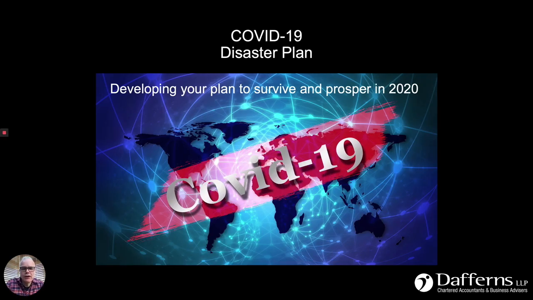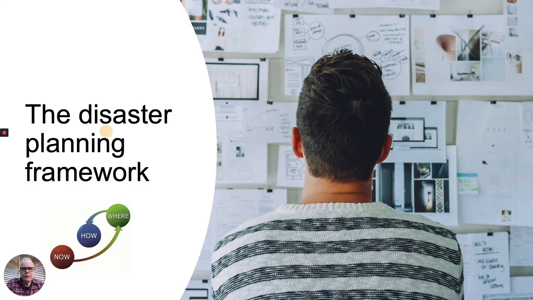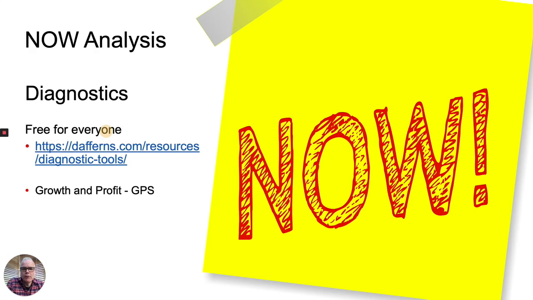And this is our guide to scenario planning for your business, helping you plan to survive the COVID-19 coronavirus crisis and prosper in 2020. As the UK lockdown continues, many businesses now need to move to the next step and put in place a more in-depth disaster planning framework. And the way we approach this is using Now, Where, How.